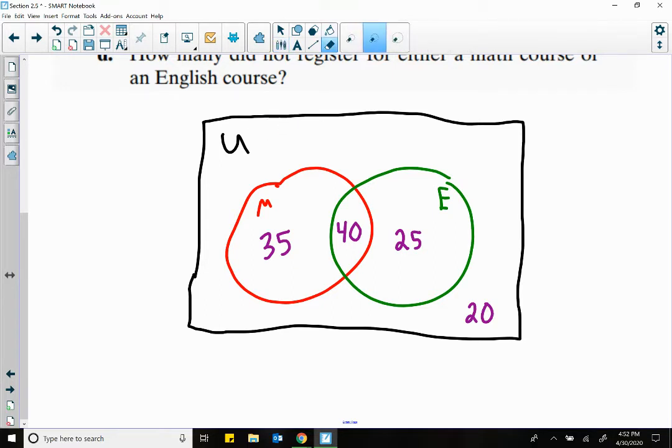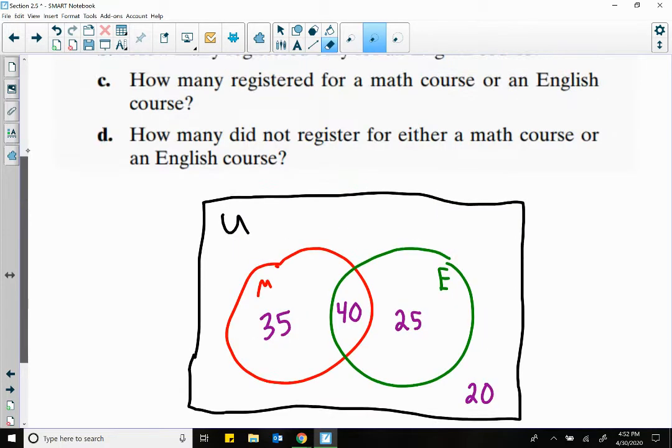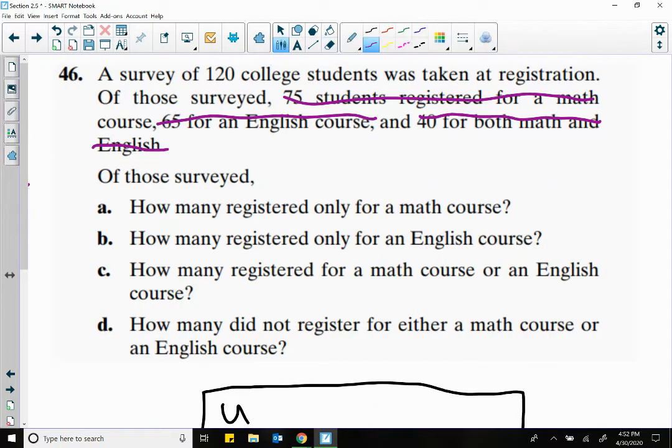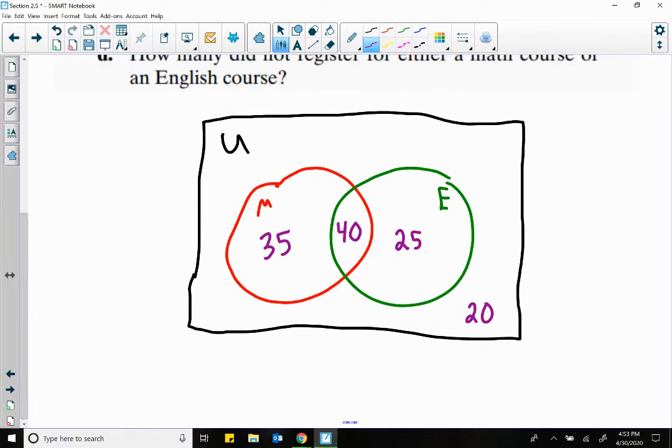So see how the only number from up above that we are left with, the one that we kept from the very beginning, was 40. All these other three numbers, they don't exist down here as that number, but they do exist if you combine. So if I take 35 plus 40 plus 25 plus 20, that's 120. That was the universe that they talked about up there.